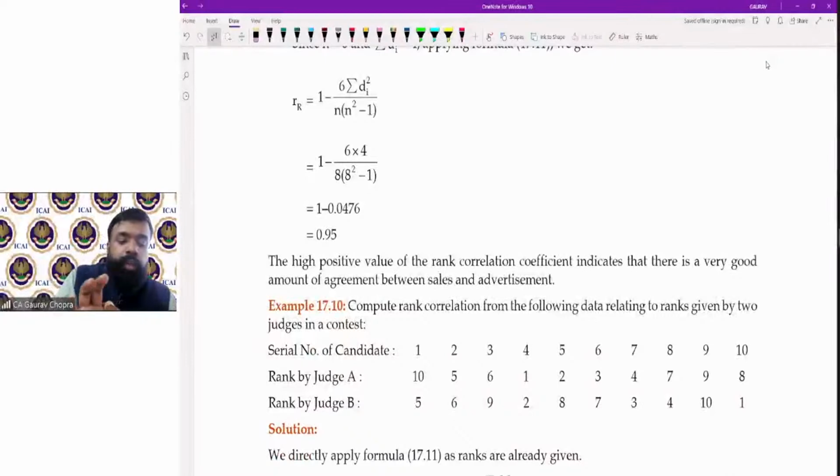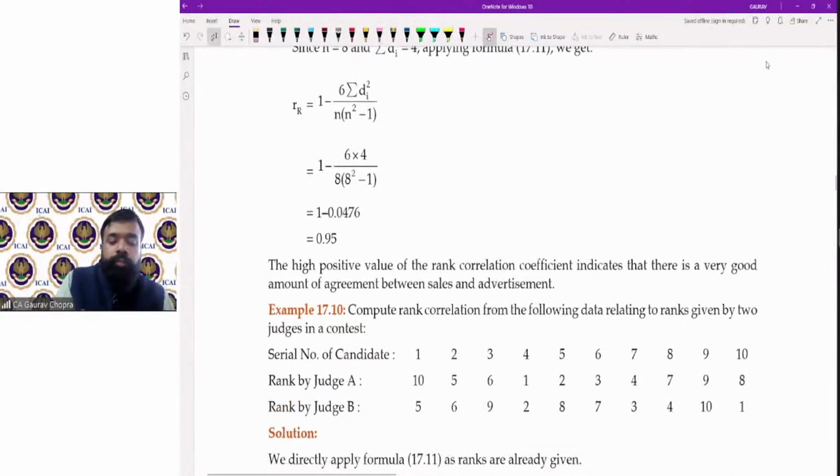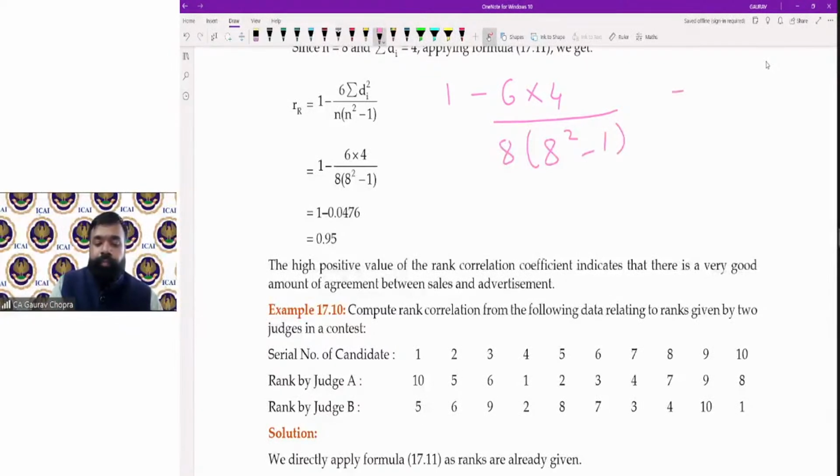Now substitute the value. So 1 minus 6 sigma d square, which is 4, upon n, which is 8, into 8 square minus 1. So the result will be 0.95. This becomes the rank correlation coefficient. All right.